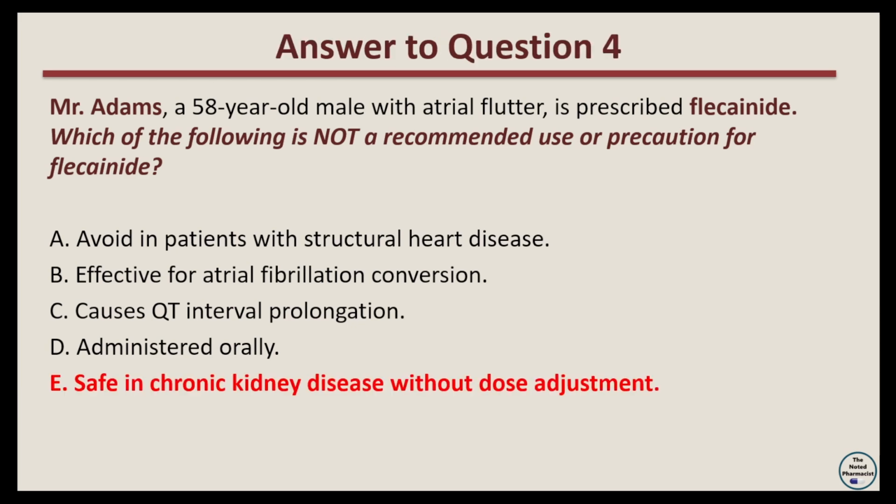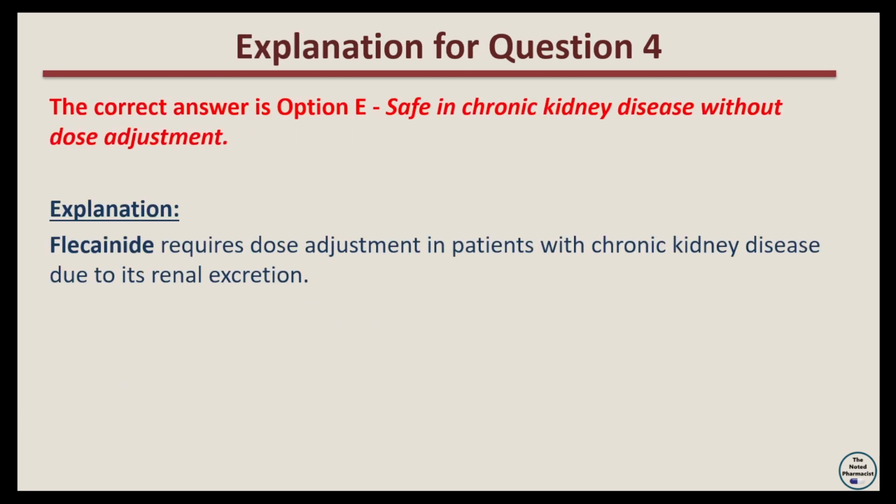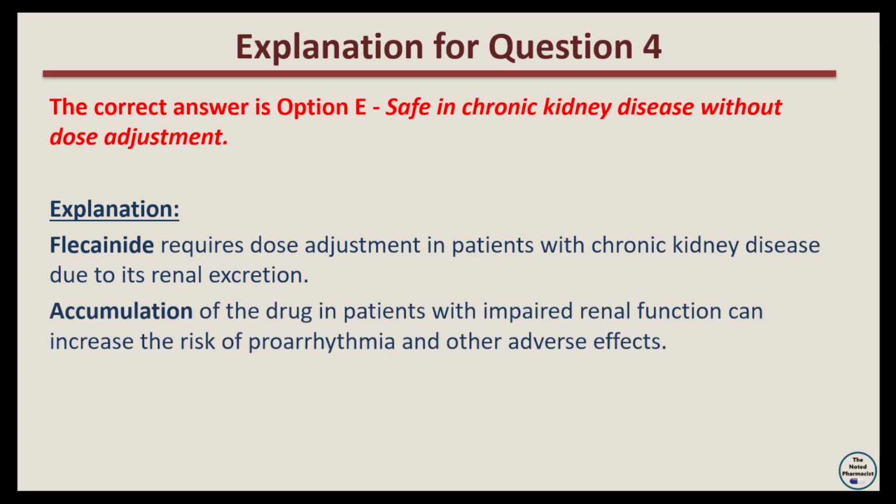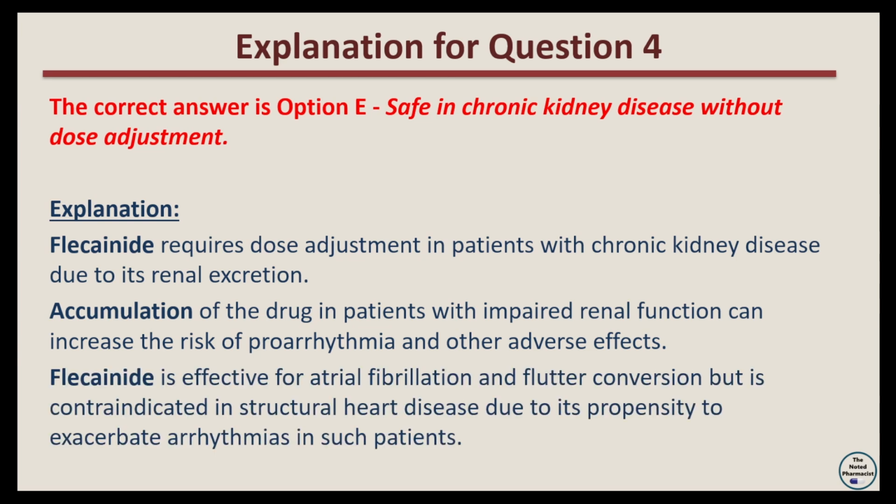The correct answer is option E, safe in chronic kidney disease without dose adjustment. The explanation is that flecainide requires dose adjustment in patients with chronic kidney disease due to its renal excretion. Accumulation of the drug in patients with impaired renal function can increase the risk of proarrhythmia and other adverse effects. Flecainide is effective for atrial fibrillation and flutter conversion but is contraindicated in structural heart disease due to its propensity to exacerbate arrhythmias in such patients.